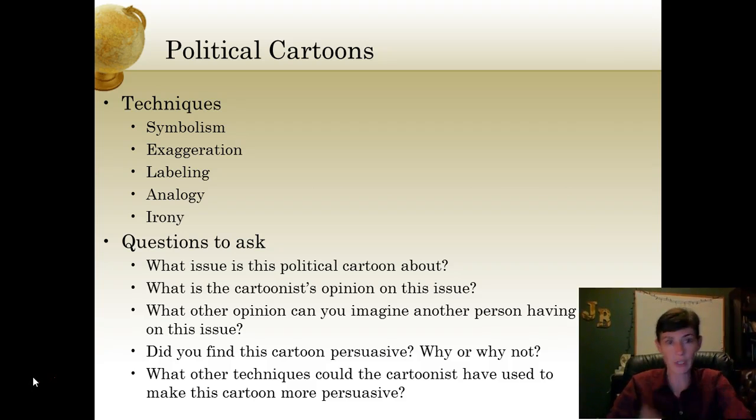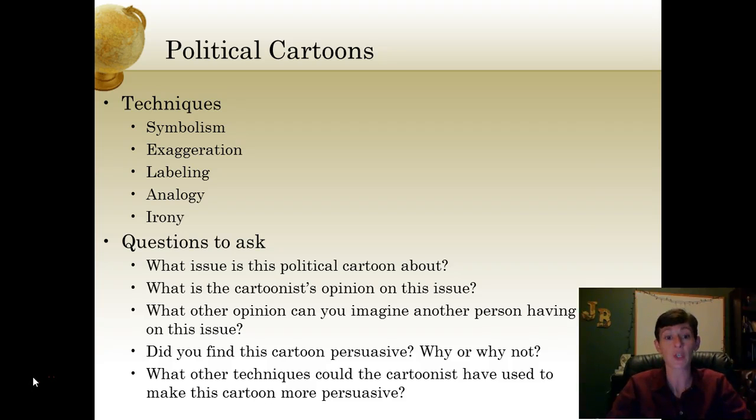All right, political cartoons. Now, there are various techniques that artists use to create their cartoons. They use symbolism, they use exaggeration, they label, they use analogies, they use a lot of irony. Political cartoons are satirical, all right? They are about commentary. There's a thesis in the cartoon if you know how to look for it, all right?